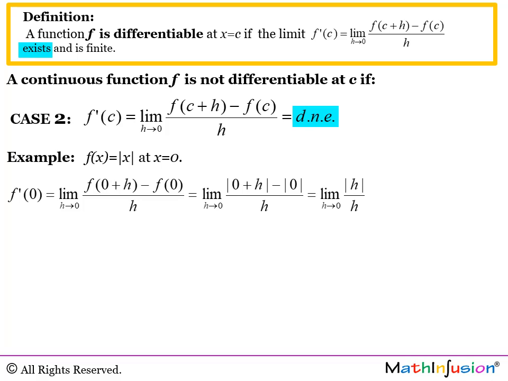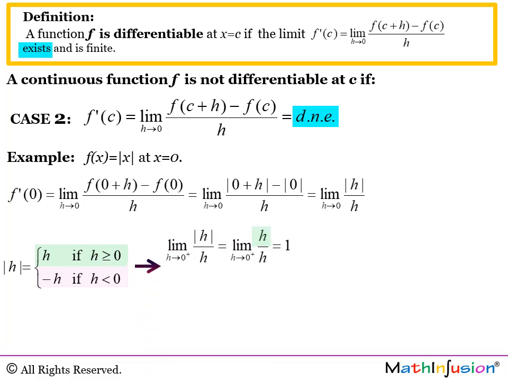This is then the limit of absolute value of h over h when h approaches 0. We have to take the two-sided limit and do 1, 2, 3. Absolute value of h is itself if h is greater than or equal to 0, and it's the opposite, which means negative h, if h is less than 0.